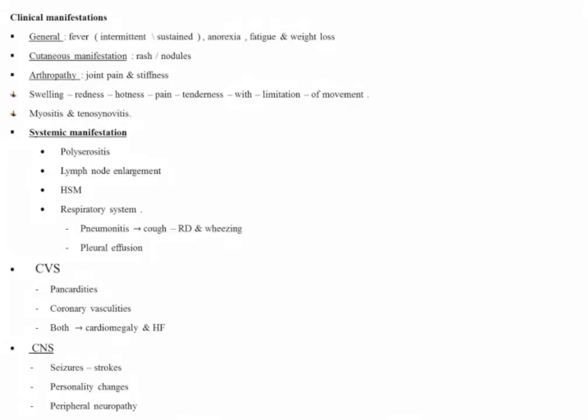Pleural effusion. Cardiovascular may be presented with pancarditis, coronary vasculitis, cardiomegaly, and heart failure. CNS may present with seizure, stroke, personality changes, peripheral neuropathy. GIT of rheumatic disease may be presented with abdominal pain, vomiting, diarrhea, intestinal infarction.